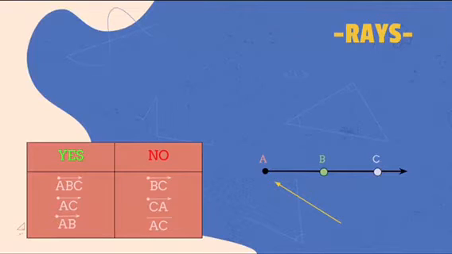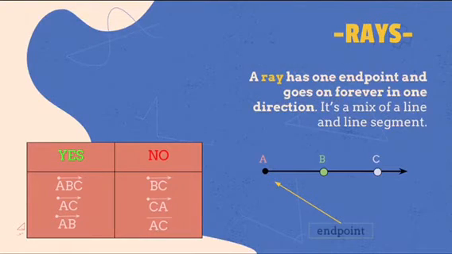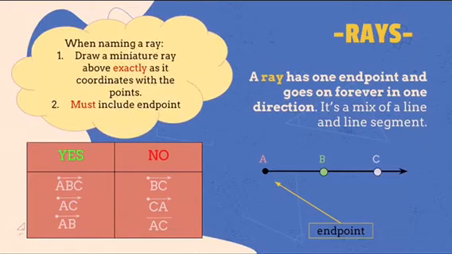Now we're on to rays. A ray has one endpoint, as shown here, and goes on forever in one direction, like here. It's a mix of a line and a line segment. Now, when naming rays, first you must draw a miniature ray right above the letters, exactly as it coordinates with the points. Second, it must include the endpoint.